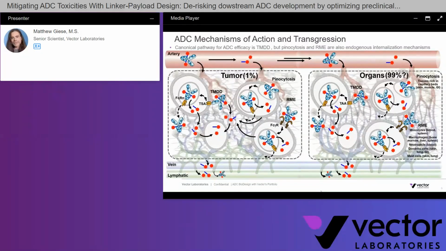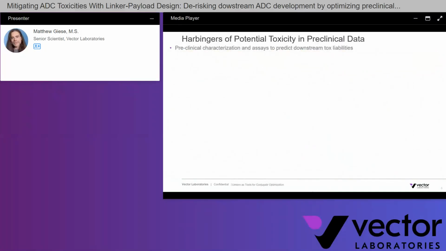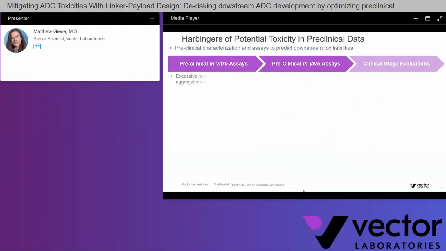So this webinar is going to present examples where developers have used linker payload designs that incorporate a PEG to reduce these undesired processes, or at least improve the performance of the ADC in an assay that can be impacted by these underlying processes. So there will be a number of preclinical assays that will be covered in this webinar that can be used to predict downstream tox liabilities.